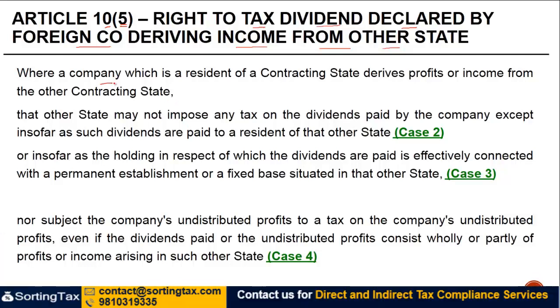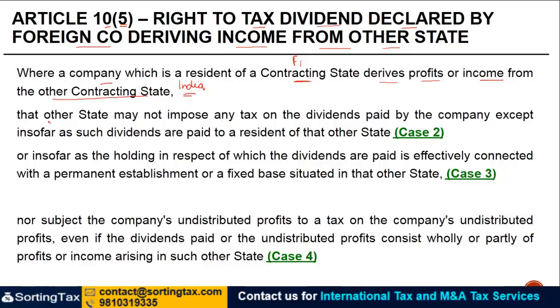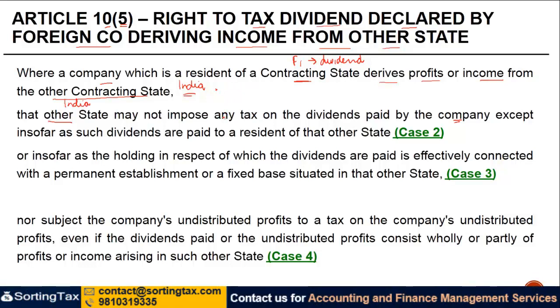Where a company which is a resident of a contracting state, which is F1 in our example, derives profit or income from the other contracting state, which is India. So if a foreign company derives profit from India, that other state, India, may not impose any tax on the dividends paid by the company. So if there are any dividend paid by F1, India will not have a right to tax such dividend, except insofar as such dividend are paid to a resident of that other state.